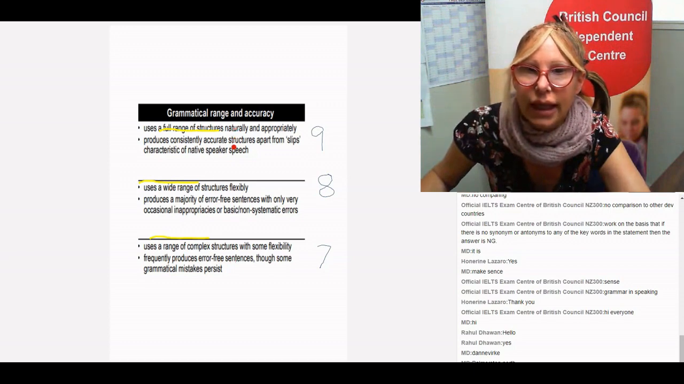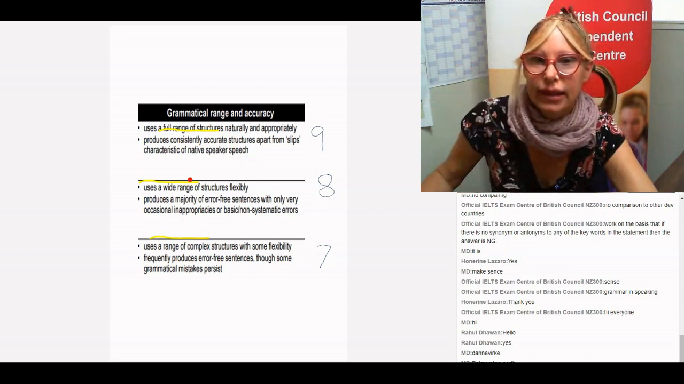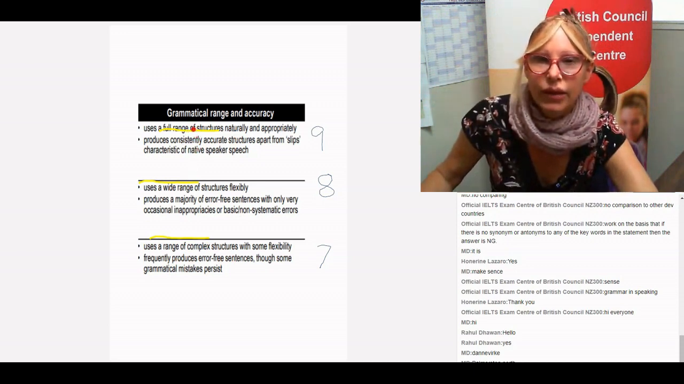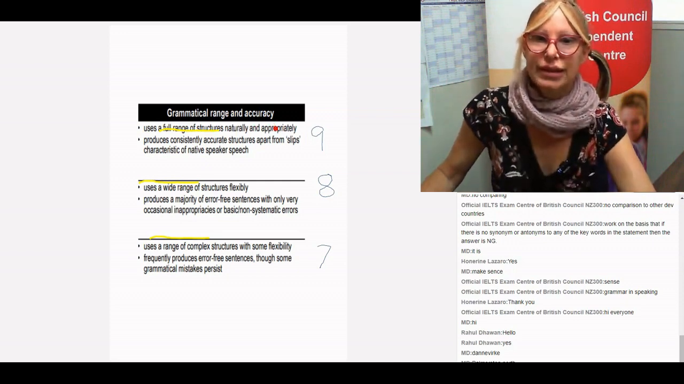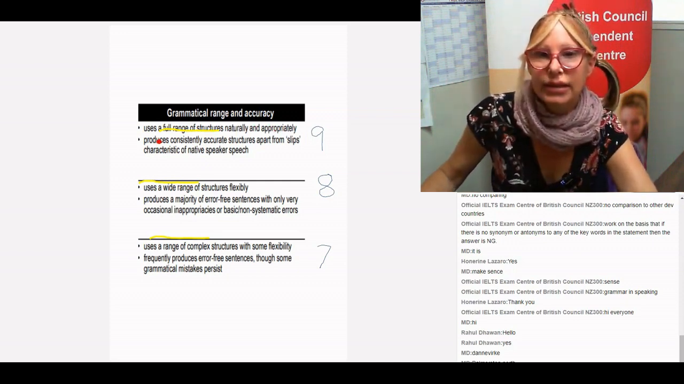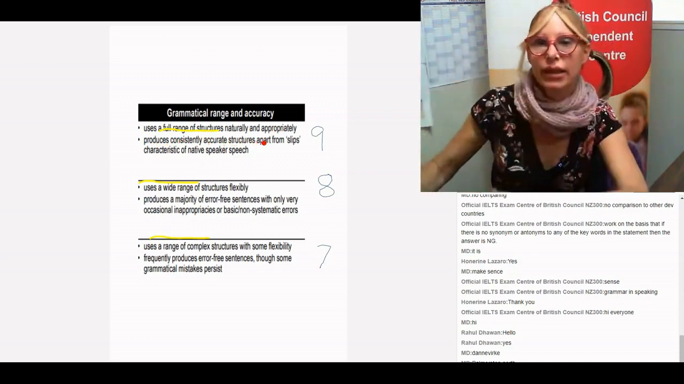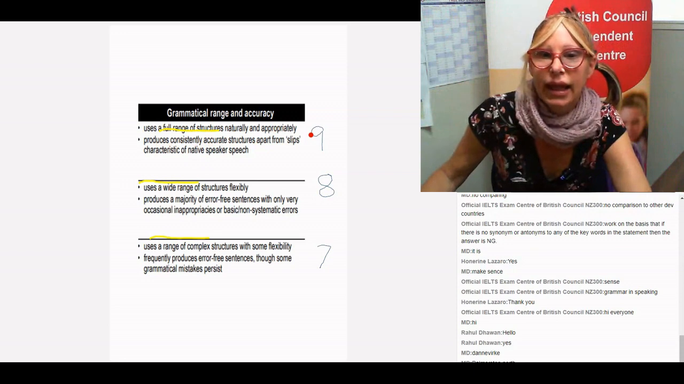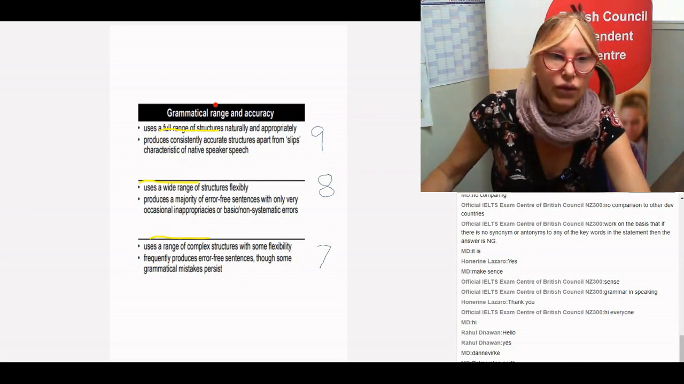So the first thing I'd like to show you, sorry, I've got this yellow line here and it's not very clear. Can you see where it says a 9? The first point is uses a full range of structures naturally and appropriately. And then the second feature is produces consistently accurate structures apart from slips. What we call slips is even when a native speaker makes a grammar mistake, characteristic of native speaker speech. Okay, so this is for a 9, to get a 9 in the grammar section of your speaking.